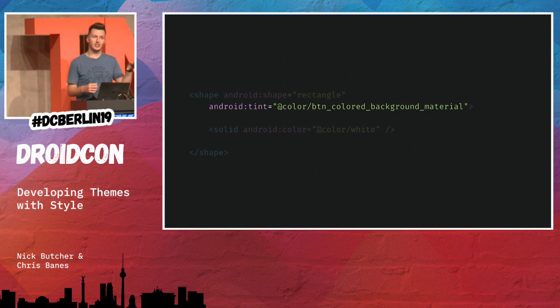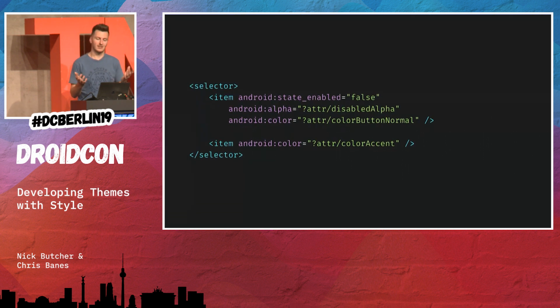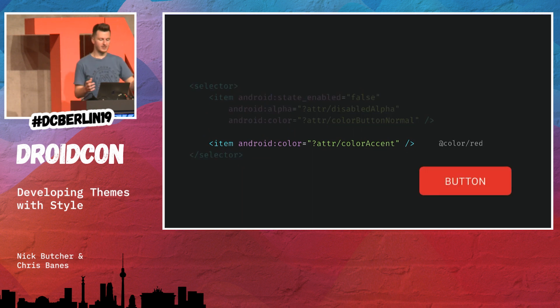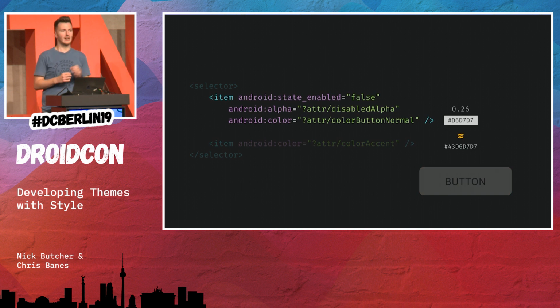So if we go back to our button background, let's drill down into what that tint is actually pointing to. In this instance, it's a color state list. There are two items. The first item, the default item at the bottom, is the one that produces that color. It's the one that references color accent and gives you that red or green or whatever it is. And at the top, we have the one that changes the background color when your view is disabled.